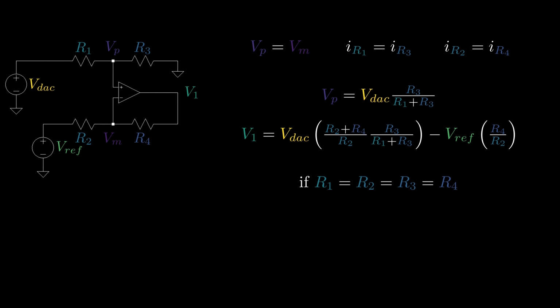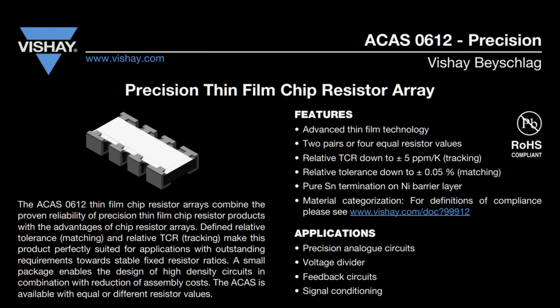Going back to our analysis, we set R1 equals R2 equals R3 equals R4. However, real resistances have tolerances, meaning that 2 arbitrarily chosen resistors won't have the same exact resistance. They will be off from the nominal value by some percentage. One way to fix this is to use matched resistors. These resistors come in a set and are matched so that each resistor has the same value.